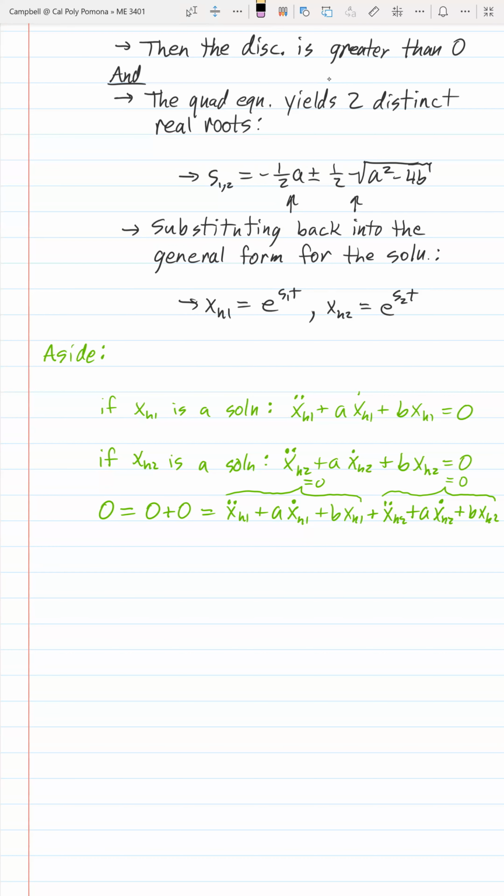So then we can see, if I go ahead and start factoring things out here, I get an XH1 dot plus an XH1 double dot plus an XH2 double dot plus a XH1 dot plus XH2 dot plus B times XH1 plus XH2. Well, clearly that's equal to 0. I haven't changed anything.